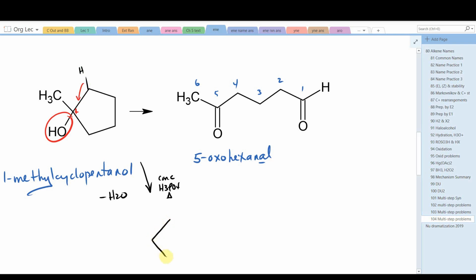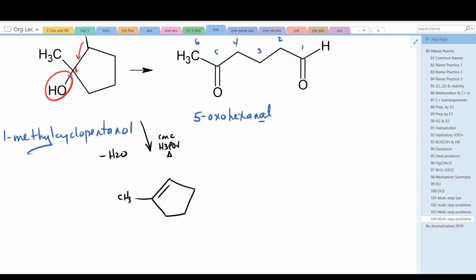So let's draw our product. And let's say that would be our product. That would be 1-methylcyclopentene. And we want to produce 5-oxohexanal. Well, notice the number of carbons hasn't changed. We have 5 in the ring plus 1 is 6, and our open chain structure has 6 as well. So all we need to do here is cleave the sigma and pi bond to open the ring. And we'll need to oxidize these alkene carbons to the ketone and aldehyde groups.